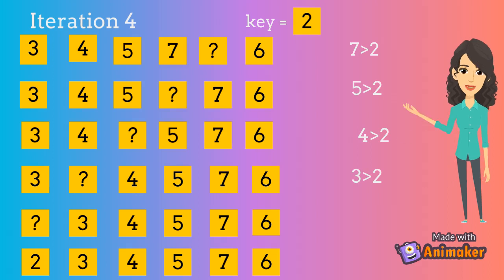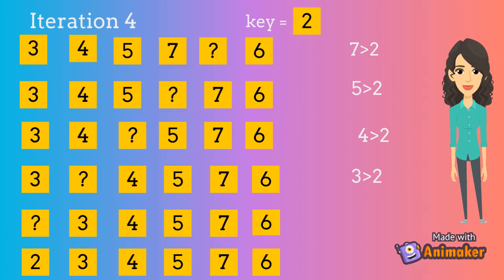For iteration 4, consider key is equal to 2. Compare 2 with its previous elements, that is 3, 4, 5 and 7. 2 is smaller than all these elements. So the numbers 7, 5, 4 and 3 will be shifted to the right side one by one, and 2 will occupy the first position.